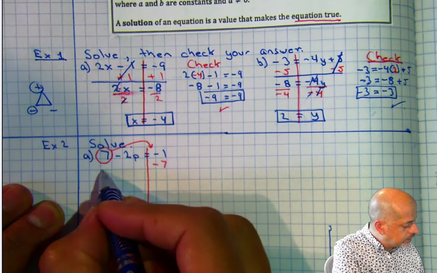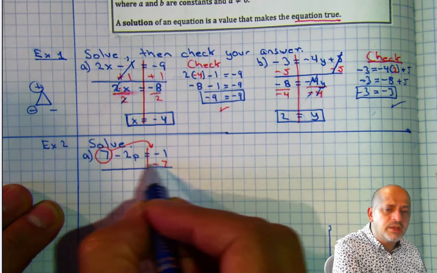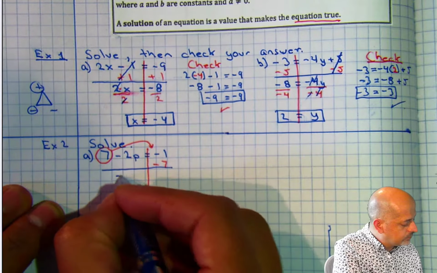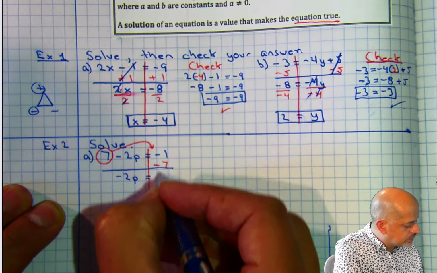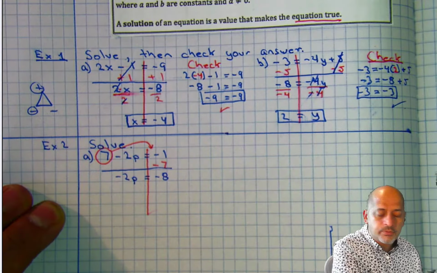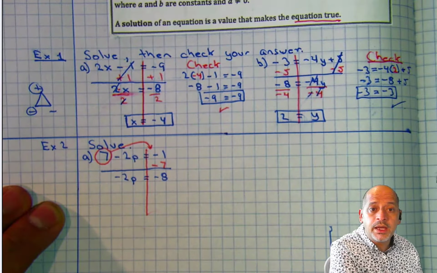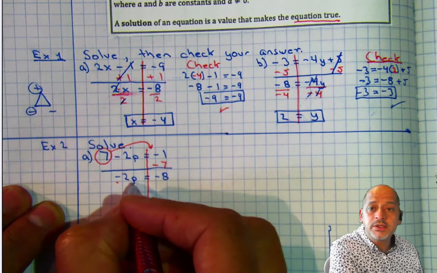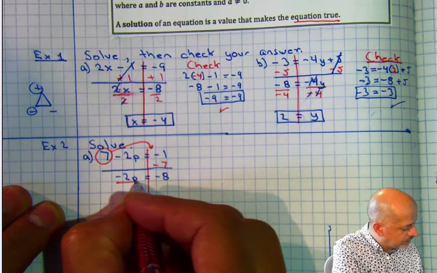I'm going to draw the line. Or if you want, you can do minus 7 and minus 7. Both ways work pretty well. So that is negative 2p equals negative 8. And now I'm going to divide by negative 2. So the negative 2 and the p are multiplying, so the opposite is to divide.